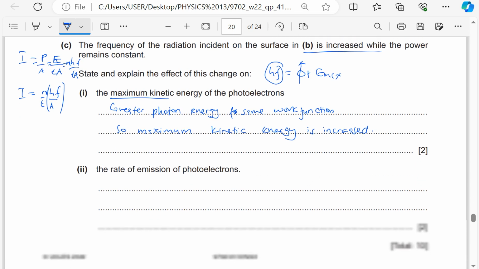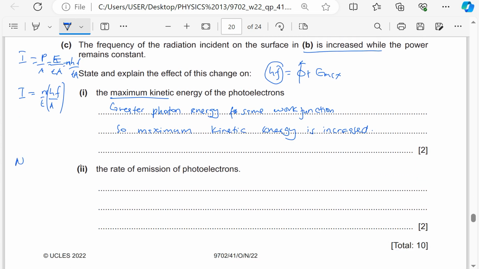Okay, then the second one is the rate, which is N over T. When we say the power is constant, it means the intensity is constant. So N over T is equal to intensity, which is constant, times the cross-sectional area A, divided by HF, when I make N over T the subject. Area is a constant, intensity is a constant, H is a constant, so N over T is inversely proportional to F. If we increase F, the rate is going to be smaller. So the rate of emission of photoelectrons.